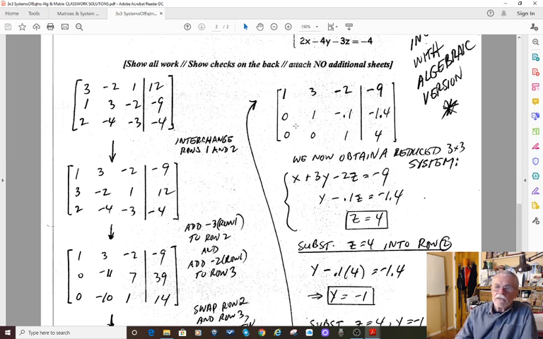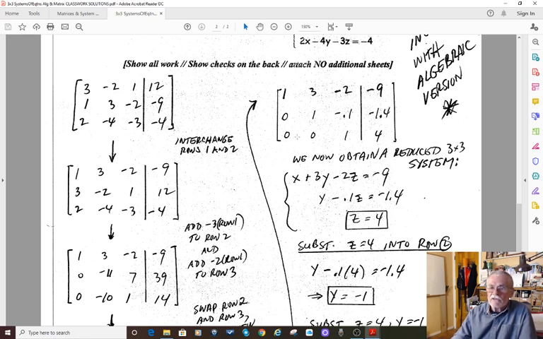Okay, now this is in row echelon form, which is very cool. Now the question is, so what? What does that do for me? Well, at this point, you think to yourself, I want to go back to the equations with the x's and y's, because each of these rows represents an equation. So I'm going to go back to equations. This row, right, is x plus 3y minus 2z equals negative 9. So that's the top equation. Second equation, well, 0 times x is 0, so I got y minus 0.1z equals negative 1.4.